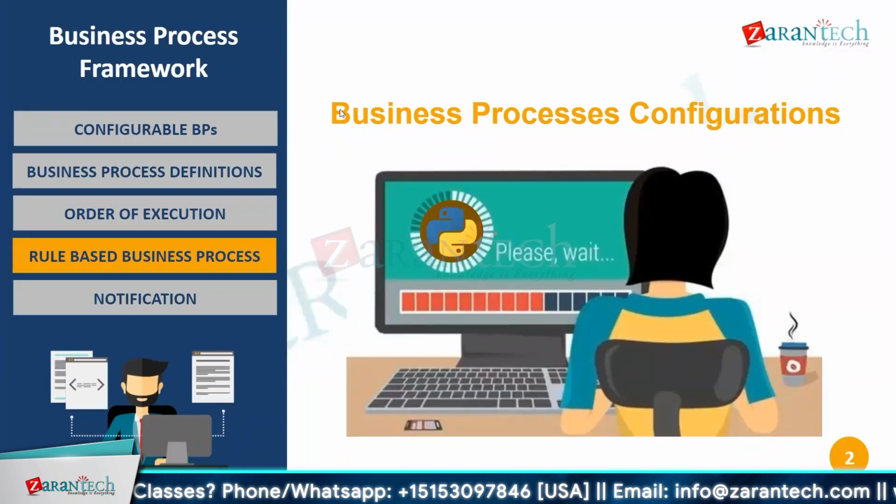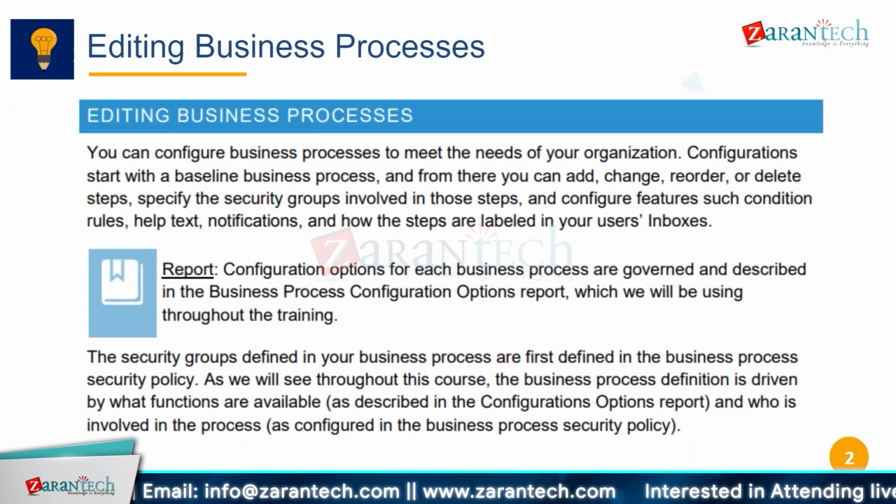All right, now let's look at the next agenda item, business process configurations. Editing business processes, so you can configure business processes to meet the needs of your organization. Configuration starts with a baseline business process, and from there you can add, change, reorder, or delete steps. Specify the security groups involved in those steps and configure features such as condition rules, help text, notifications, and how the steps are labeled in your user inbox. Configuration options for each business process are governed and described in the business process configuration option report, which we will be using throughout the training.